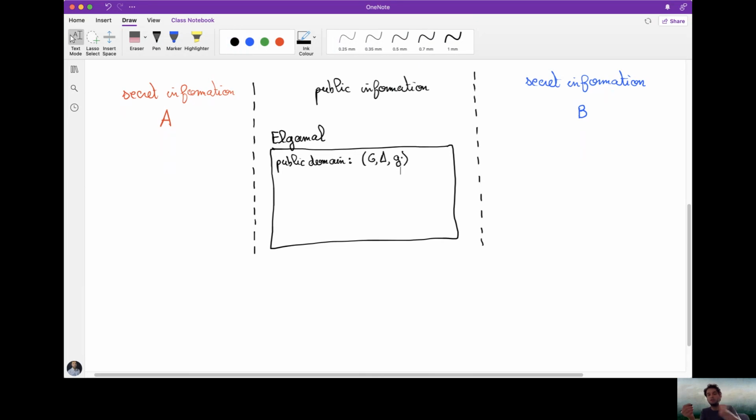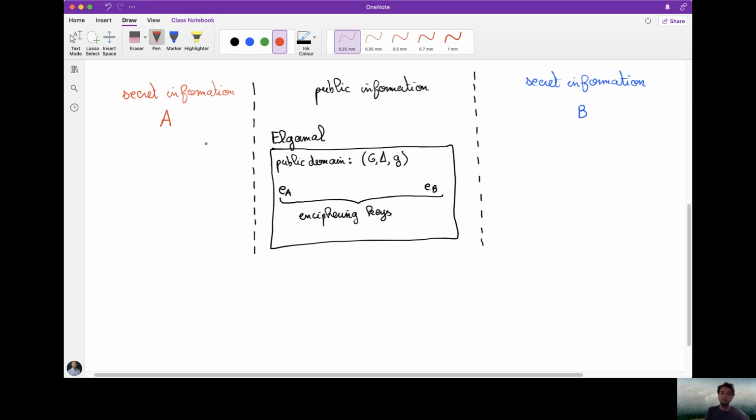So everyone knows that A and B have agreed to work in the framework of a certain group with a certain generator. Another thing that is, of course, public in any public key cryptosystem are the public keys, EA and EB, and they are the enciphering keys. So this works as for RSA. They capture the information that is needed to send a ciphered message: EA to send a ciphered message to A, and EB to send a ciphered message to B.